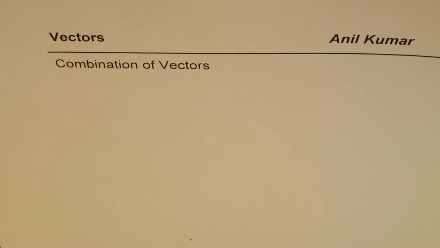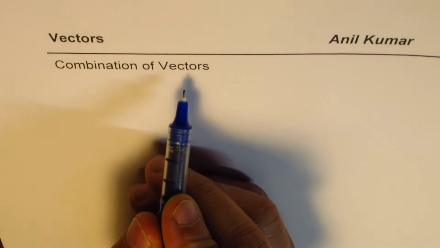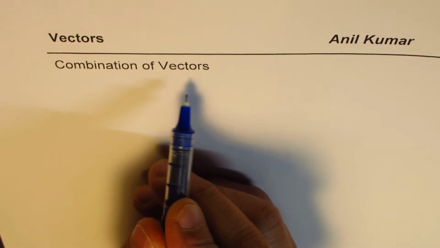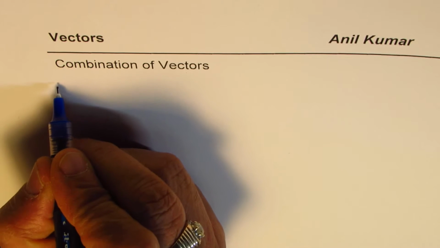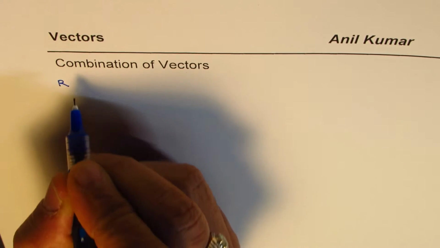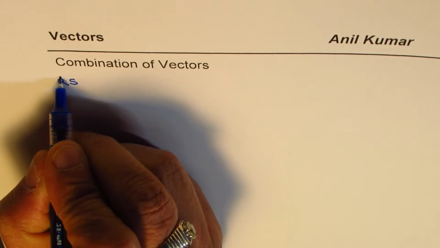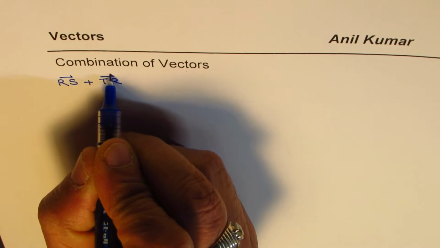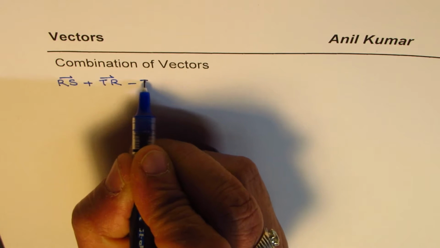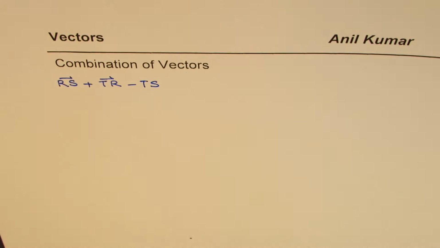I'm Anil Kumar, and in this video we will see how to express combination of vectors as single vectors. So I'll take a few examples and then we'll do some strategies to answer such questions. Let us say we have a combination which is kind of like this. We have a vector RS plus TR minus TS, right? Let me take three examples in this case and then we'll work them out.